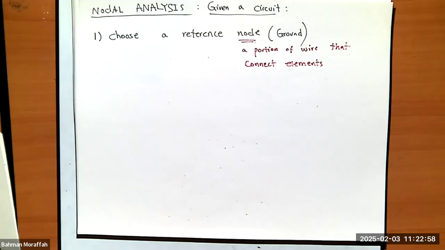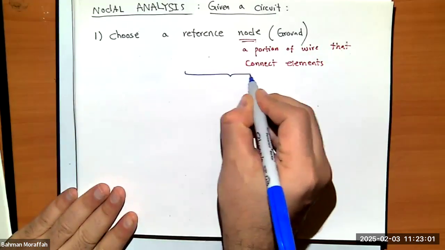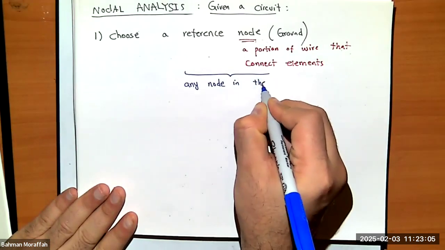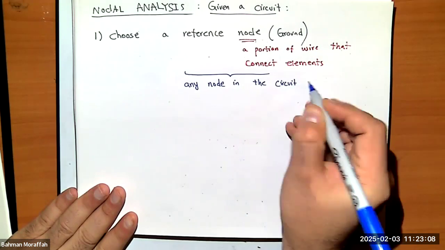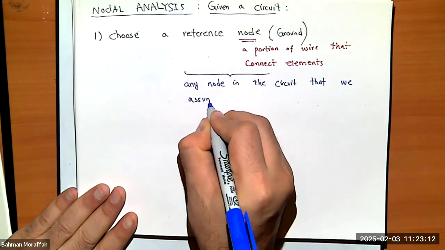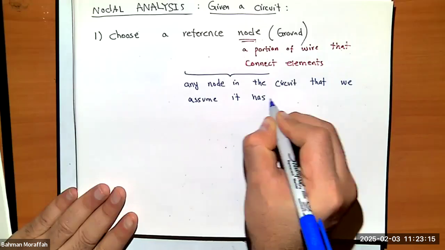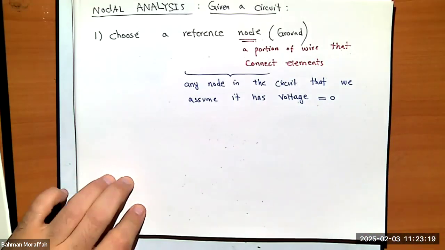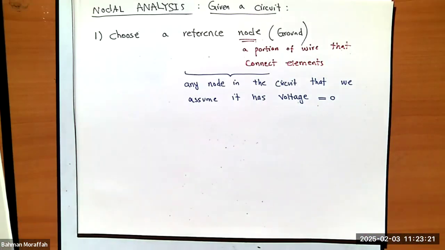So a reference node is any node in the circuit that we assume has a voltage of 0. Again, that number can be anything. But for the sake of this course, and whatever courses you're taking from this point on, let's just assume it is 0 because it's easier.